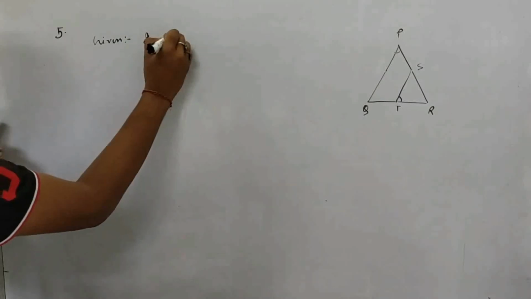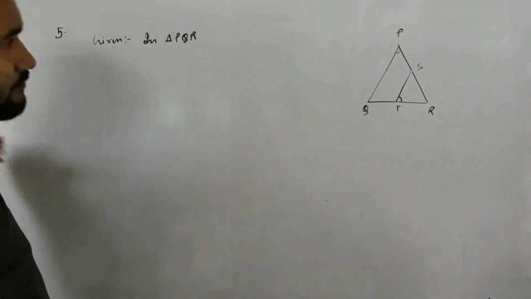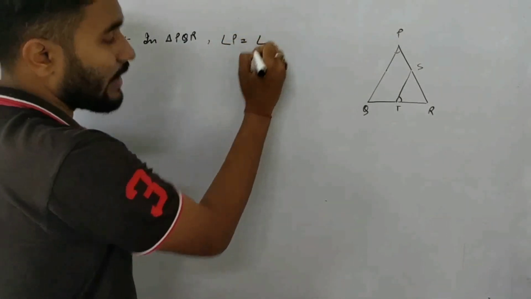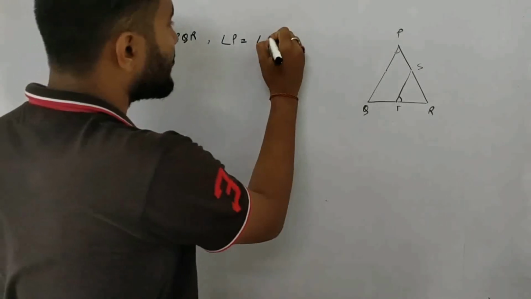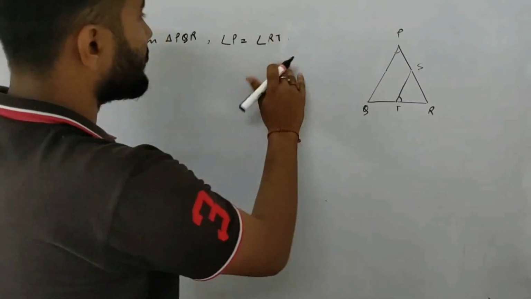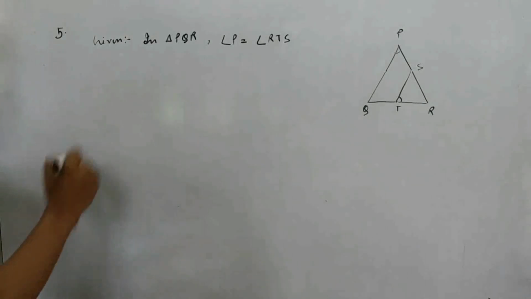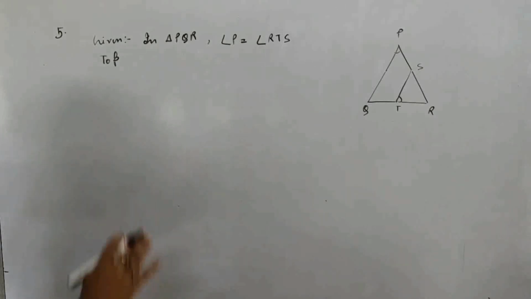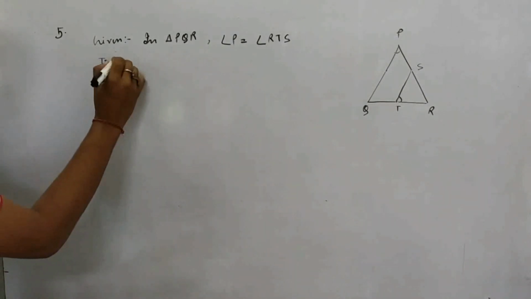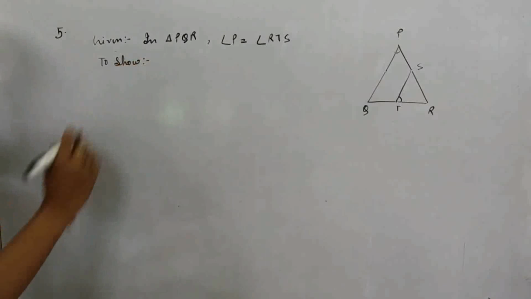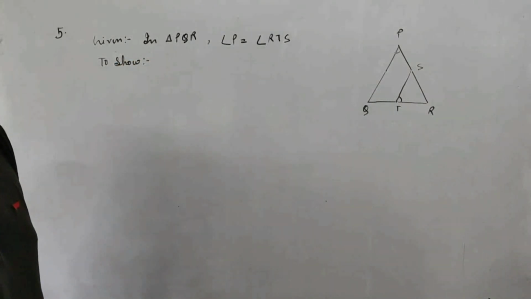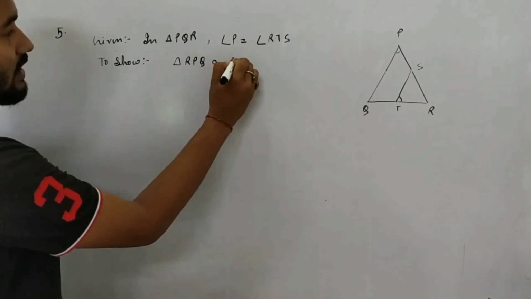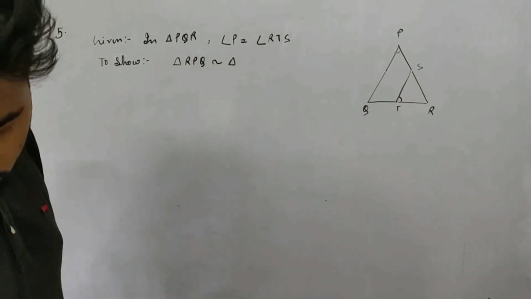Given in triangle PQR, angle P is equal to angle RTS. Now what we have to prove? Show that, okay, you write to show. What we have to show? Triangle RPQ is similar to triangle RTS.